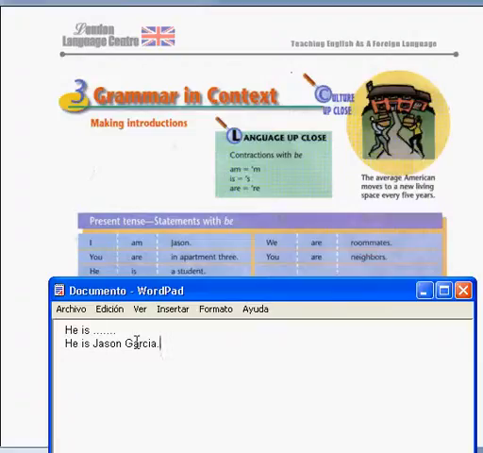I can also use this pronoun together with an adjective to describe a male. For example, if I wanted to say that Jason was very tall, I would say, he is very tall. Tall being your adjective. If I was referring similarly to a female and I wanted to describe her with an adjective, for example, short, I would say, she is short. The short being your adjective, and she referring to the female you are talking about.